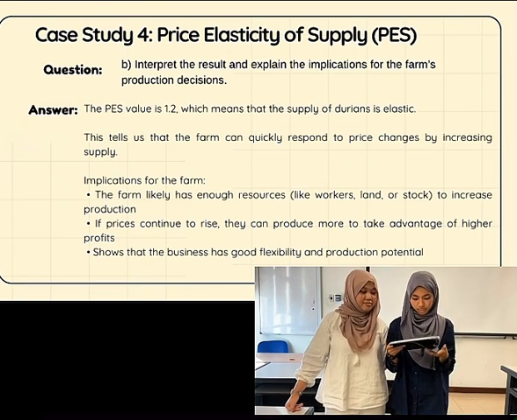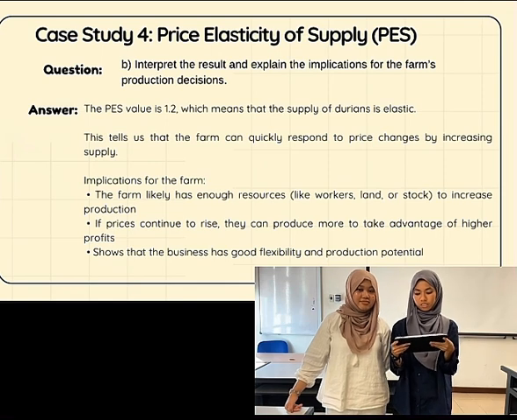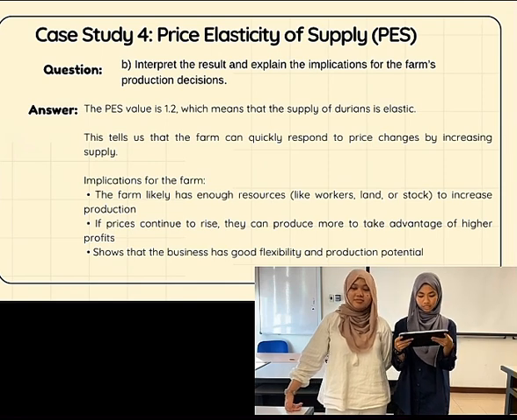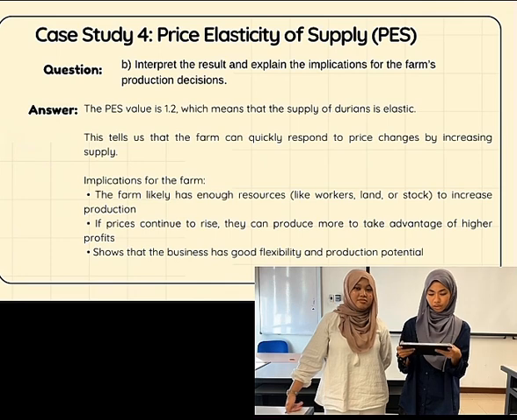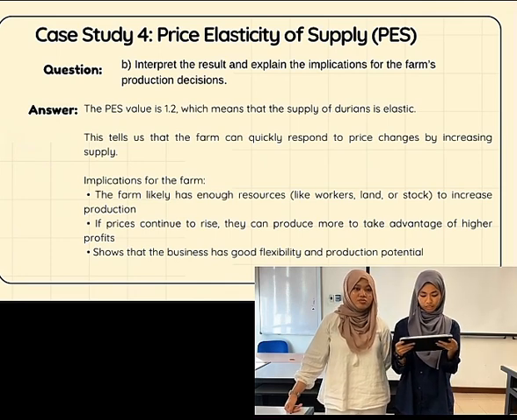And question B is interpret the result and explain the implications for the farm's production decision. The answer is the PES value is 1.2, which means that the supply of durians is elastic. This tells us that the farm can quickly respond to price changes by increasing supply.